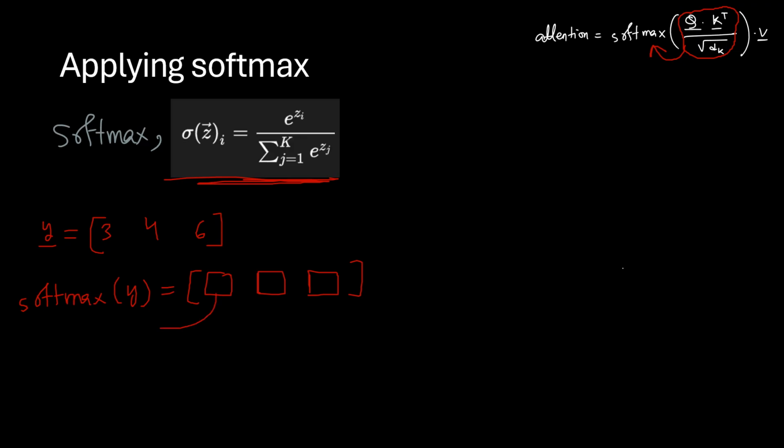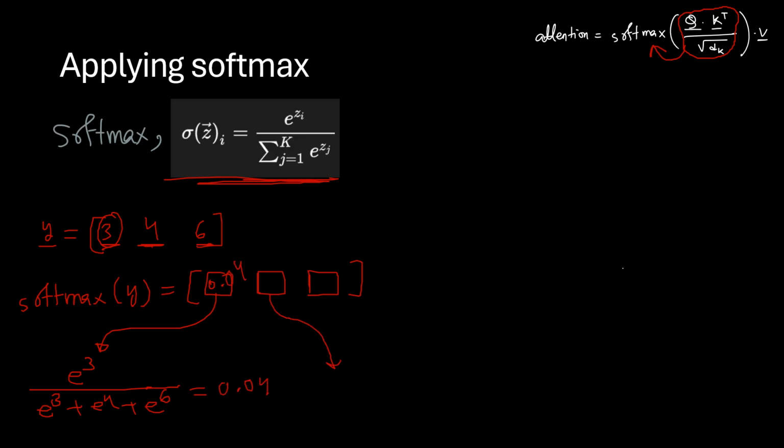To find the first element of the output of the softmax, what we do is e to the power of the first element of the input vector, e to the power 3, divided by e to the power 3 plus e to the power 4 plus e to the power 6. That is, the summation of e to the power of all the elements of the y vector. So this gives us an output of 0.04. So the first element will be 0.04.